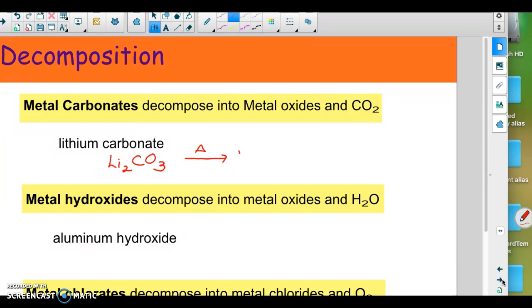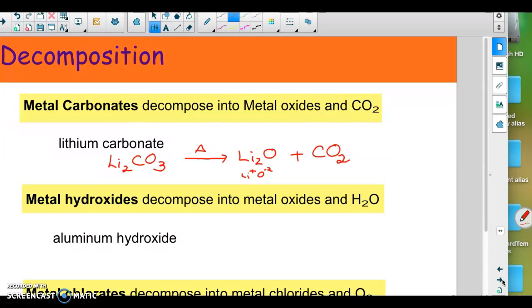Then we're going to get a metal oxide. So the metal is lithium with oxygen. Just my thinking is lithium is +1, oxygen's -2, so that's how I know the chemical formula. And carbon dioxide. And that one is balanced.